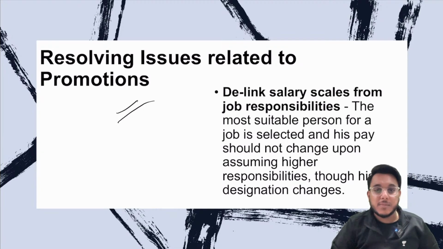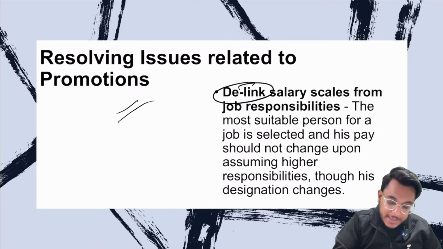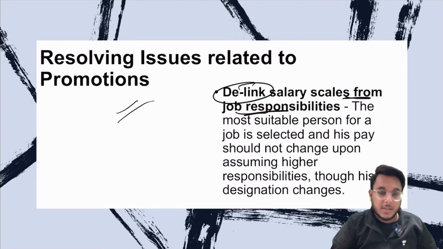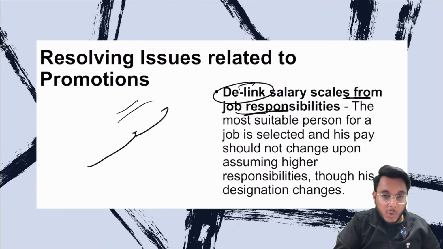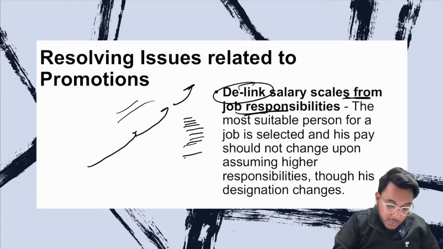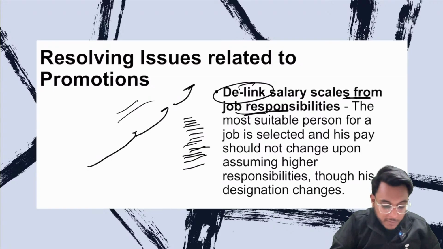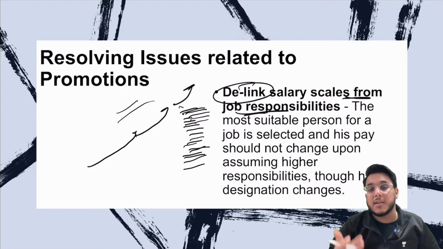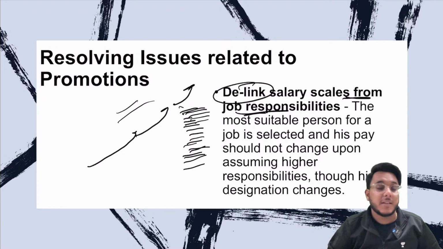Then the next thing that comes here is that we need to de-link the salary scales from job responsibilities. As a person is promoted, as a person becomes senior, more and more responsibilities and more kinds of work are given, and the more responsibilities a person has, the more different types of work, on that basis their seniority and salaries are decided. So it should not be based on this, rather it should be based on performance as a parameter. Right? So responsibilities should not be the basis, performance as a parameter should be adopted.